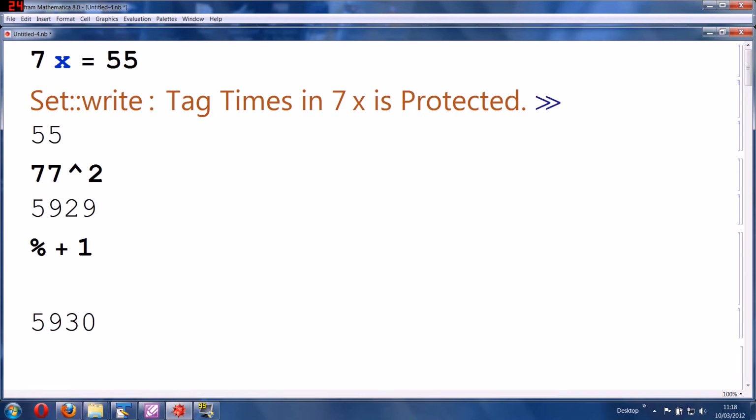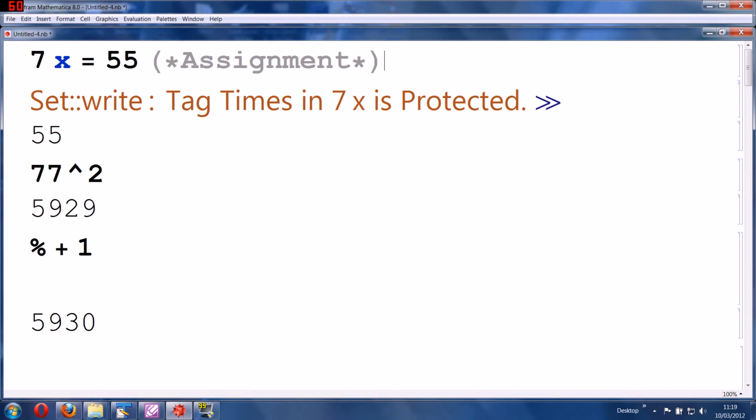Okay, that wasn't supposed to be there, but oh well. So I think we can just put that in there. And when it grays out like that, then it's a comment, and I think that's the comment notation. So we assign 7x to 55 there. And tag times in 7x is protected. Well, I'm sure we'll find out what that means, but don't worry, they get better than this.